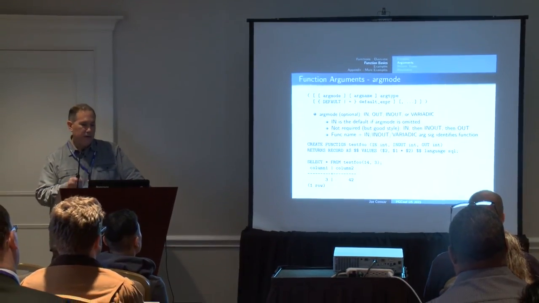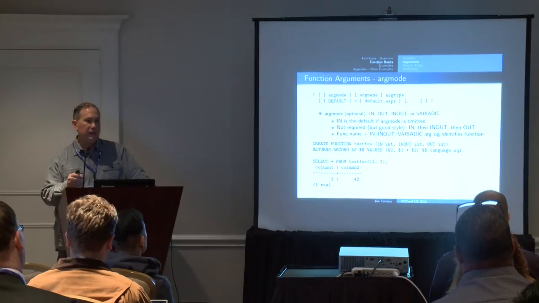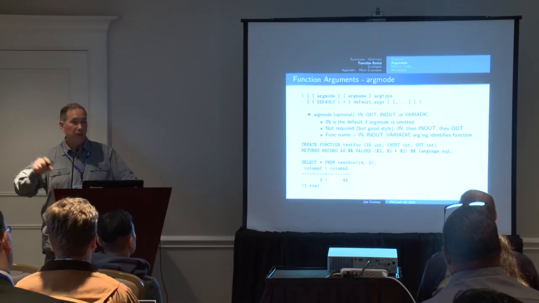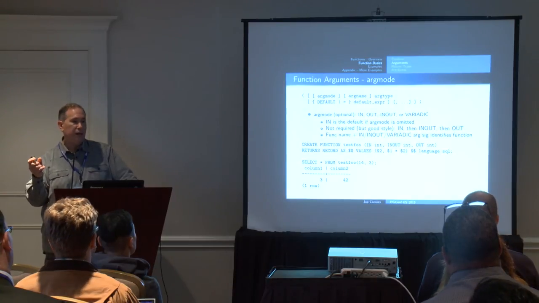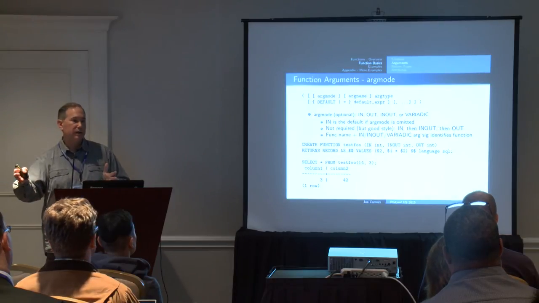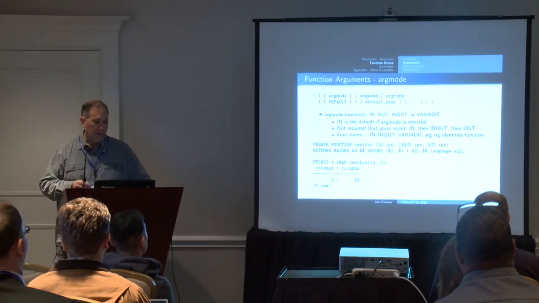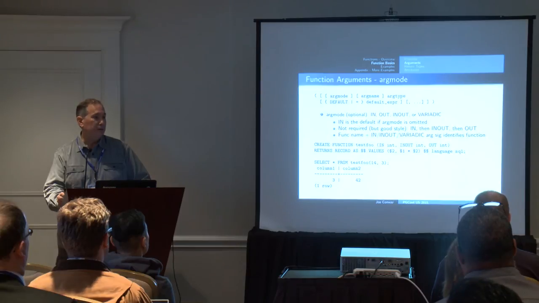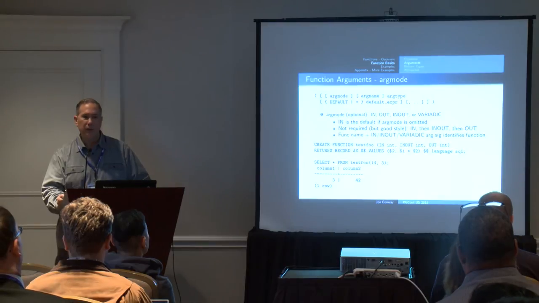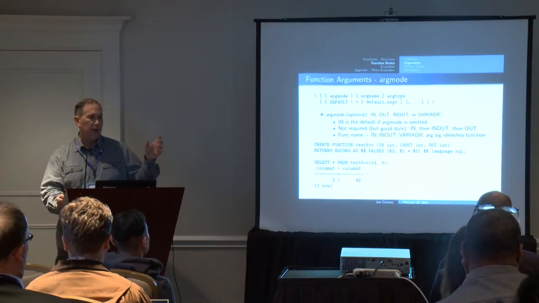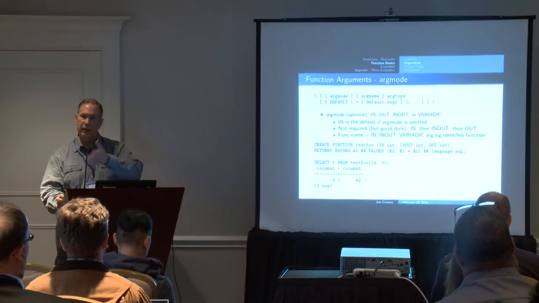The arg mode is what's defining whether the argument is going into the function, coming out of the function. You can actually declare an argument to be going both in and out, and you can declare an argument to be variadic, which means it can be one or more arguments that it represents. The default is in, so if you're not specifying an arg mode, you're getting an in argument, which is kind of the standard thing that people would expect with a function, that arguments go into it. And although it's not required, it is good style to line up your arguments so that the in arguments are first, and then the in out, and then the out arguments.